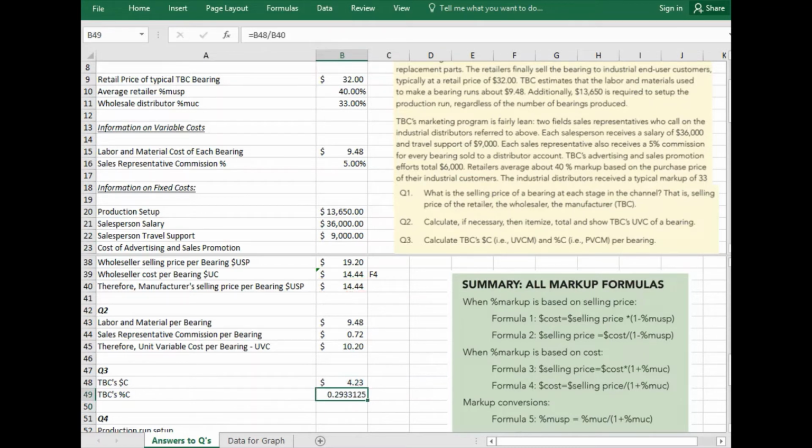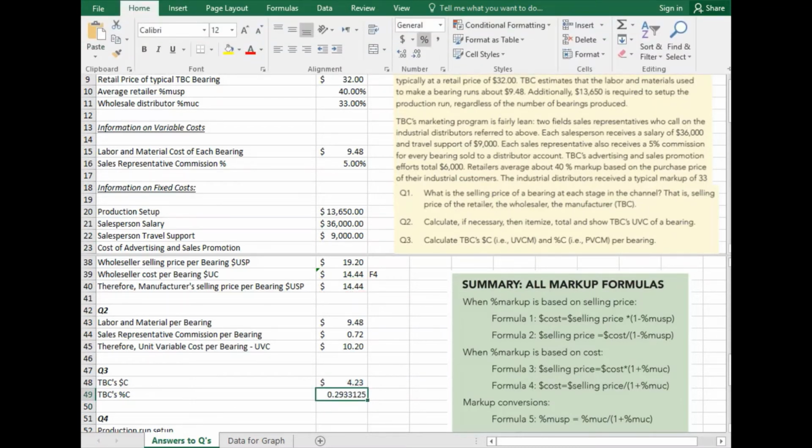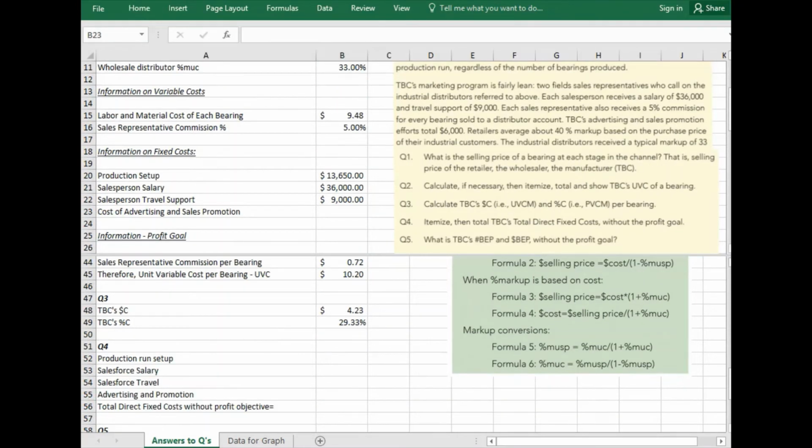Now to get the percentage, we're going to take that $4.23 and simply divide it by Texas Bearing's selling price, which turns out to be a little less than 30%. So we're going to make our percent sign, and we're going to take it out a couple of decimal points because we need to be pretty precise here. Okay, that was a piece of cake on question 3.